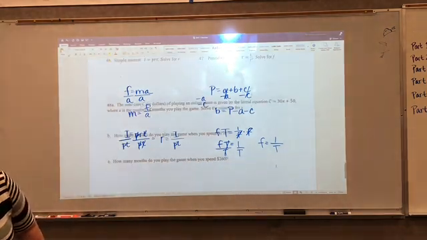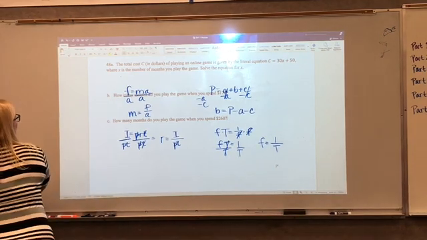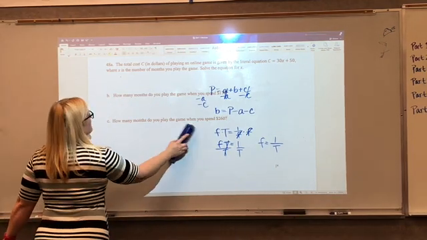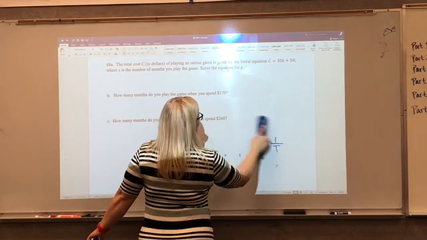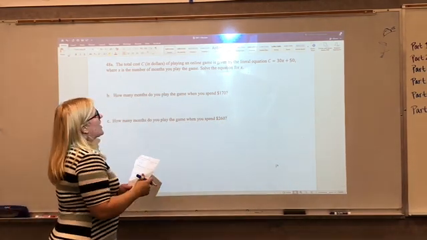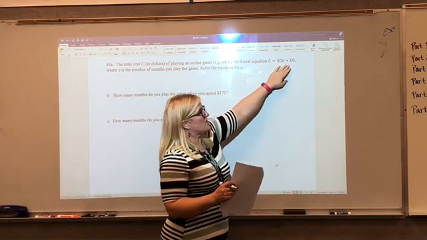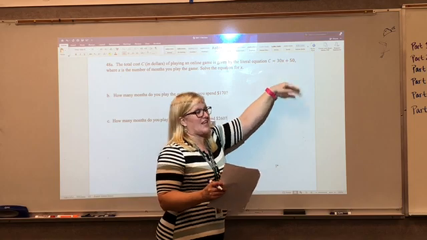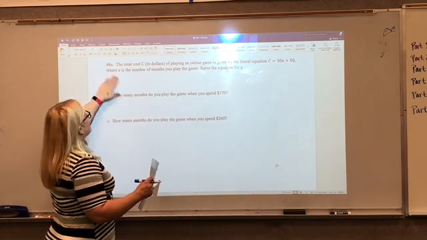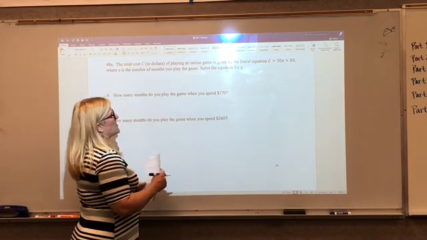All right, finally, our last problem. We've got the total cost, C, in dollars, not in pesos or euros or anything, of playing an online game is given by the literal equation C equals 30x plus 50. So we don't have to come up with the equation, they gave it to us. Where x is the number of months you play the game. Solve the equation for x.